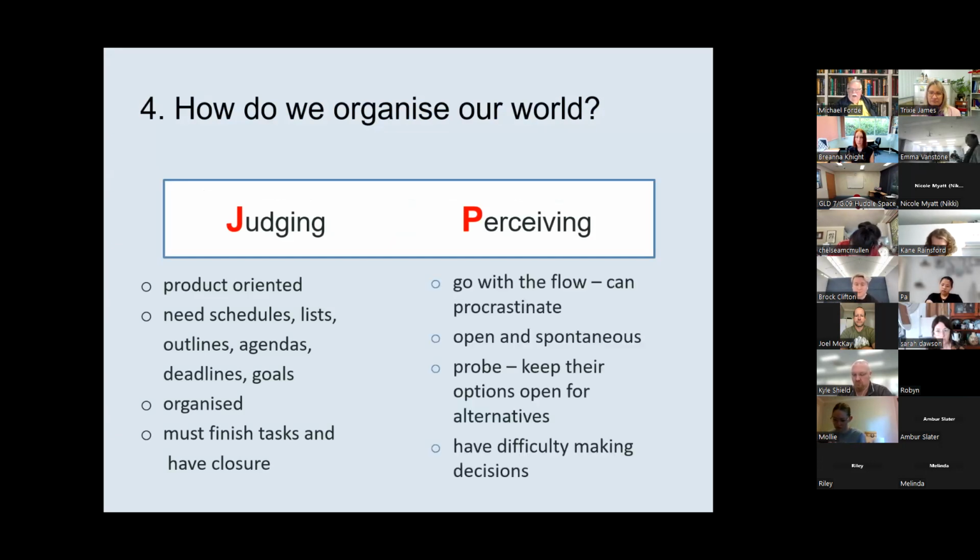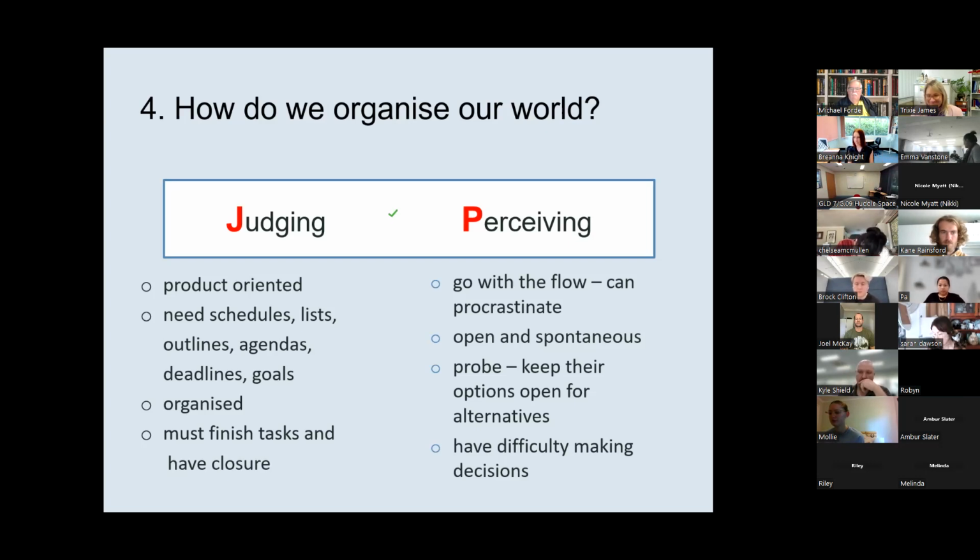Perceiving people are a bit more go with the flow, a bit more open and spontaneous. They don't like to be too limited by deadlines and agendas. Sometimes they might have a bit of difficulty making decisions. So it's just how we organize ourselves. Again, neither's better or worse. A combination in a team is often really good.